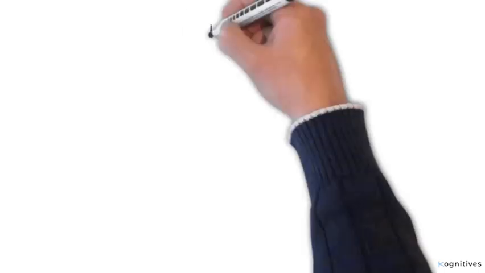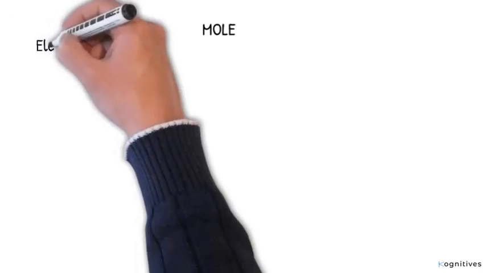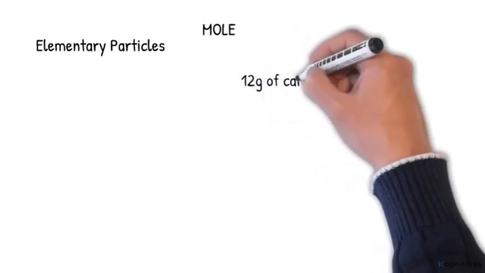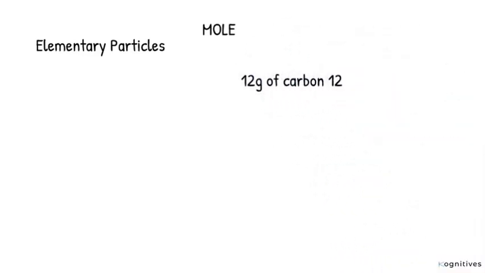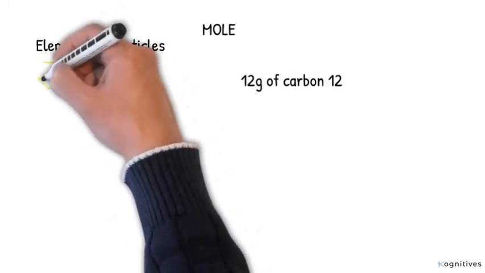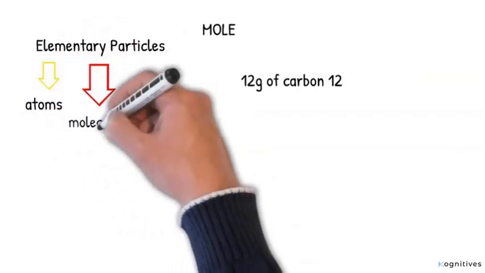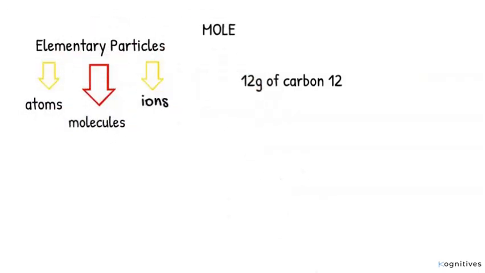Just as various quantities have SI units, the unit of amount of substance is the mole. One mole of any substance is the amount of that substance that contains as many elementary particles as there are in exactly 12 grams of carbon-12. These elementary particles could be atoms, molecules, or ions.